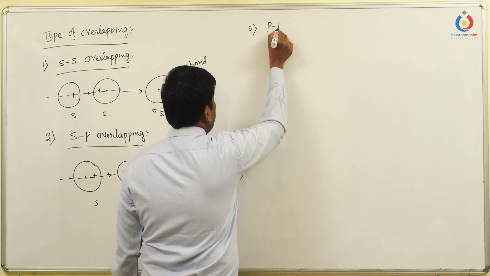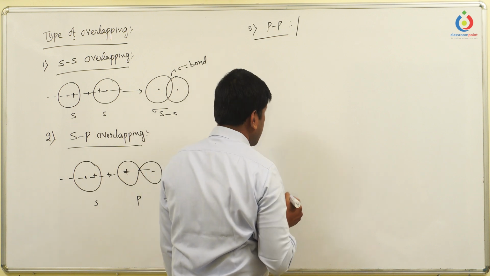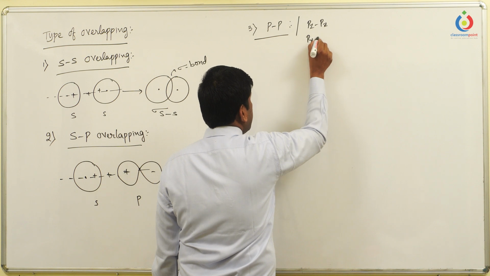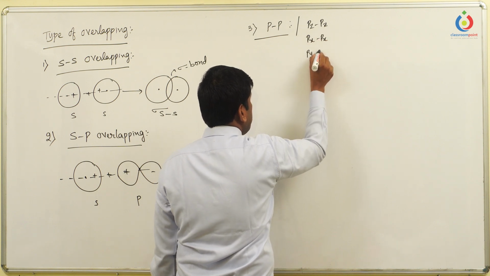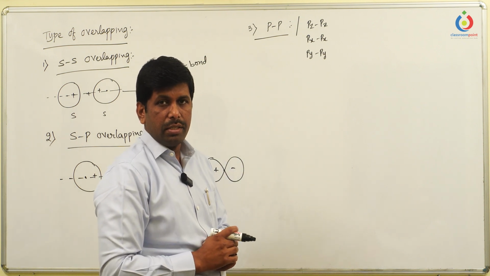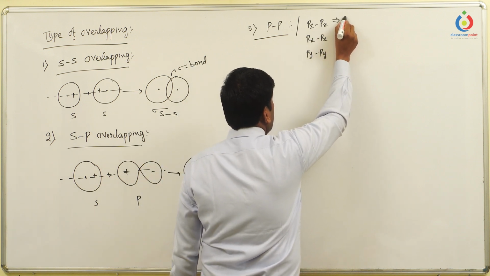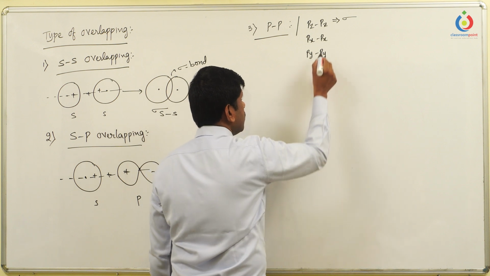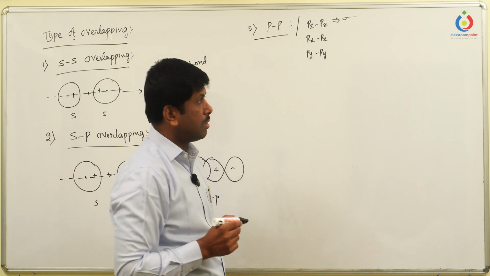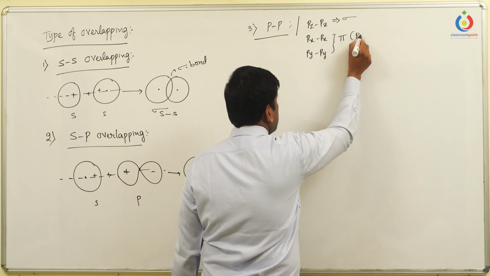Third one, PP overlapping. This PP overlapping is of three categories: PZ overlapping, PX overlapping, PY overlapping. As per convention, let us consider the z-axis as the internuclear axis. That means whenever PZ orbitals overlap, it results in sigma bond formation. PX and PY orbitals overlap perpendicular to the internuclear axis. That's why the bond resulting from these overlaps is called the pi bond.